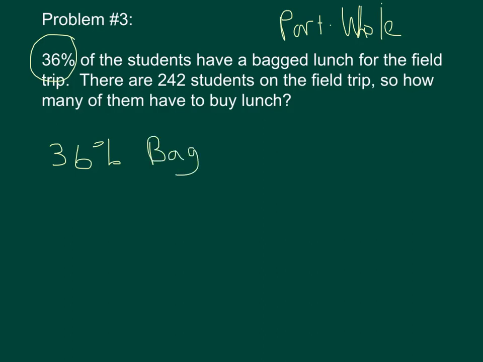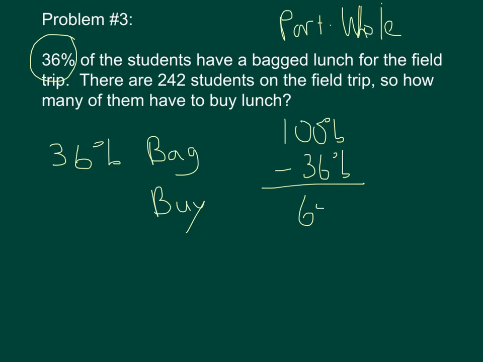I need to figure out how many people have to buy lunch, which is the opposite of packing your lunch ahead of time. So the trick is, I know that regardless of what's going on, I always have 100% total. So if I have 100% total and I subtract the 36% that I already know, I'm going to end up with 64% left over. So that 64% must be the percent that buy lunch.